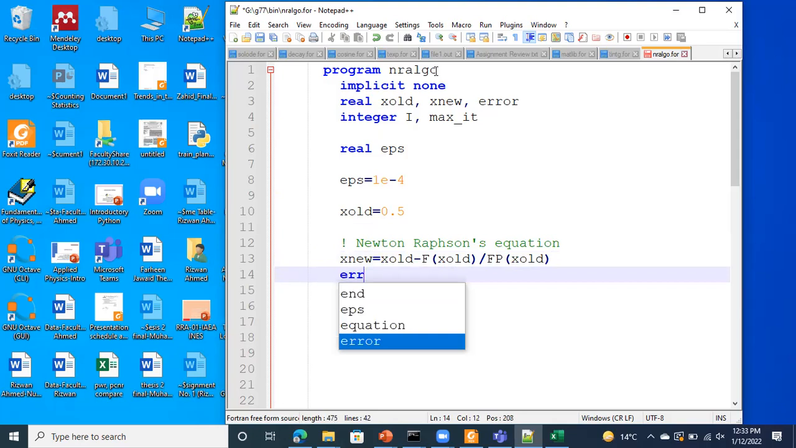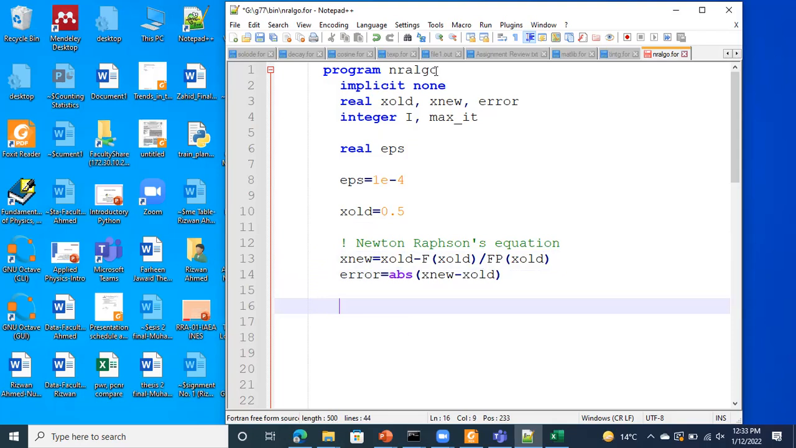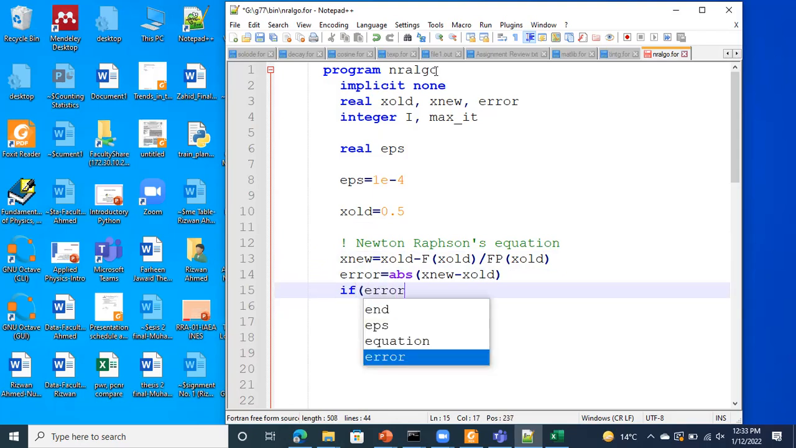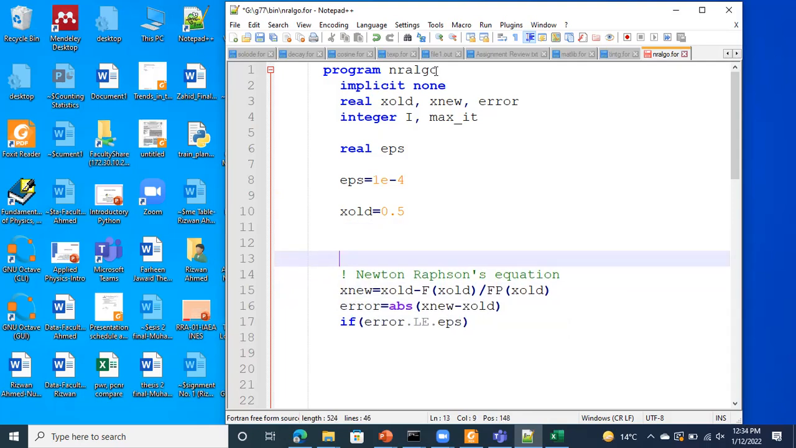And then we compute the error. So error is equal to absolute function of x new minus x old, right? And then we have to update it, right? So I write here if condition, if the error is less than or equal to epsilon, then go somewhere, right? So let's write in the form of a while structure, right? In while structure or do loop structure. Let's prefer the do loop structure.